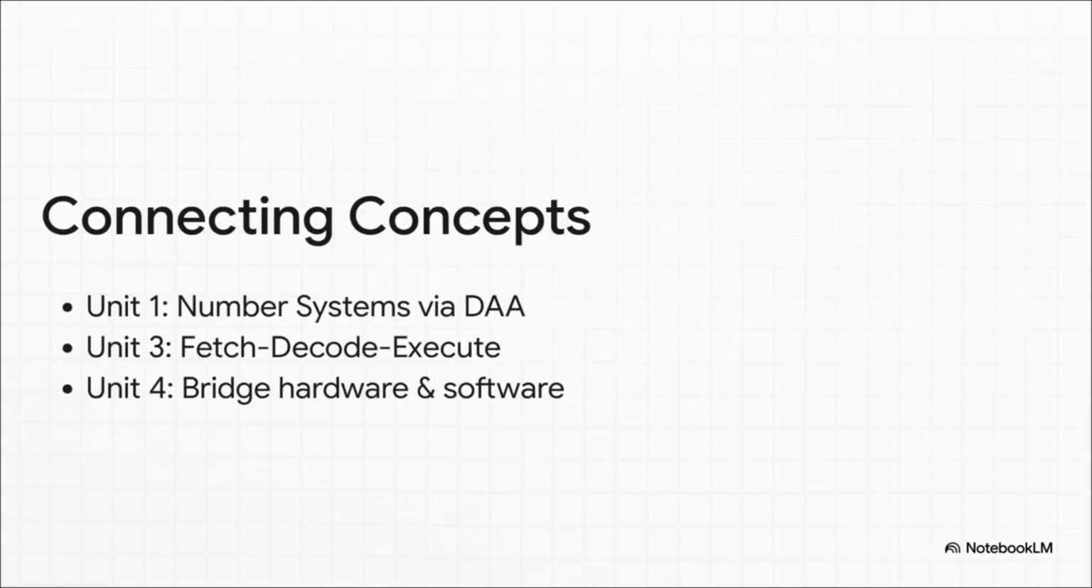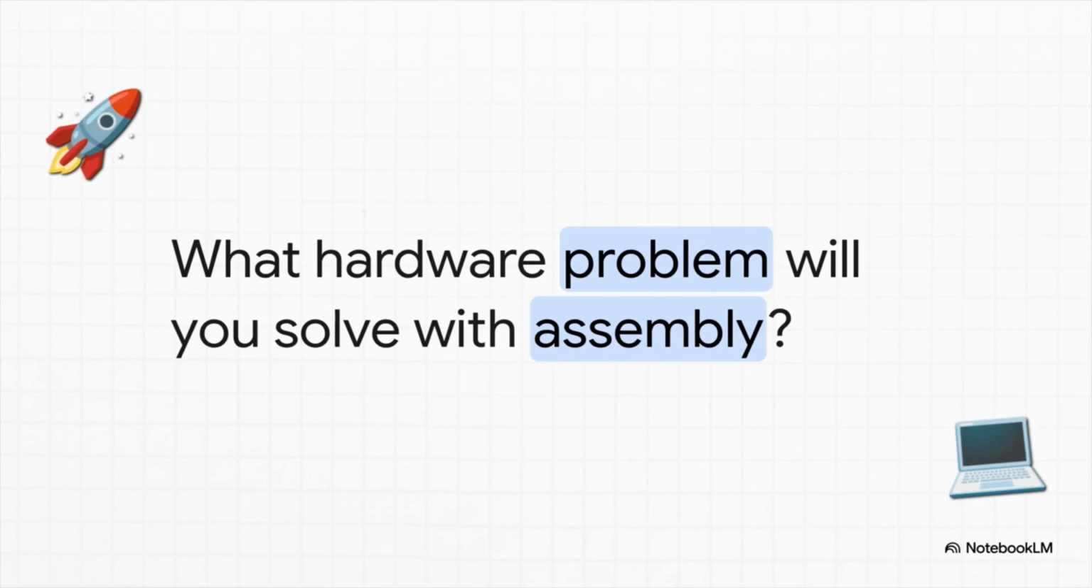Think about it. Unit 1's number systems and BCD arithmetic, they're fully realized in the actual hardware via the DAA instruction and the flag register. Unit 3's theoretical fetch decode execute cycle, that is exactly what the 8085 chip is physically doing thousands of times a second. And now, here in Unit 4, you've learned the assembly language that acts as the bridge between them. You now have the power to write software that physically controls those logic gates and registers. You can write, you can trace, and you can debug real functioning machine code. You see, you're no longer just studying computer architecture from a textbook, you are speaking its native language.